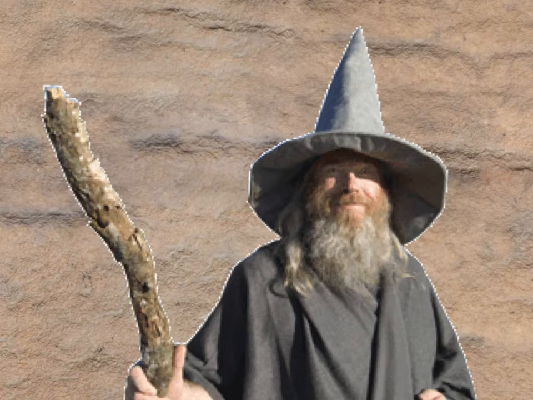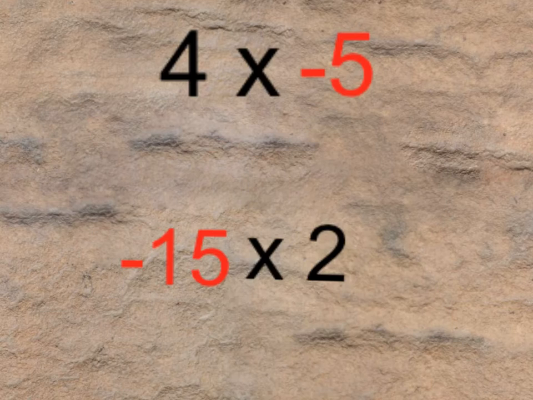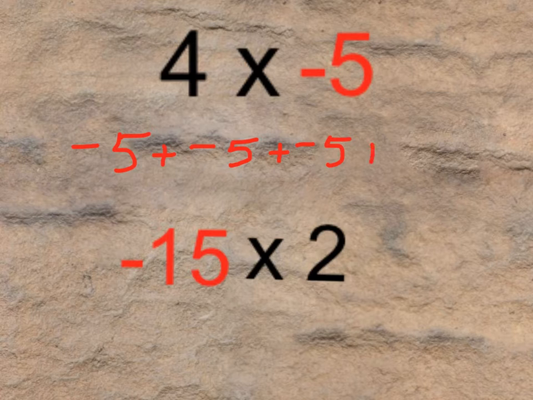Here, young traveler, you will learn how to multiply with a positive and a negative integer. So in the first example, 4 times negative 5 is the same thing as having 4 groups of negative 5 added together. So you can see that the sum of that would be negative 20. So the product of 4 times negative 5 is negative 20.